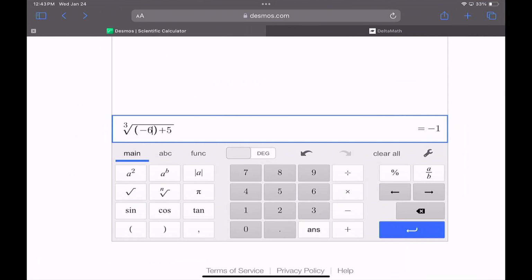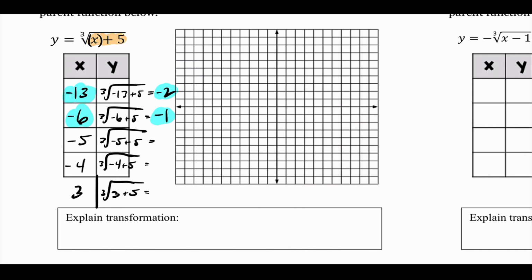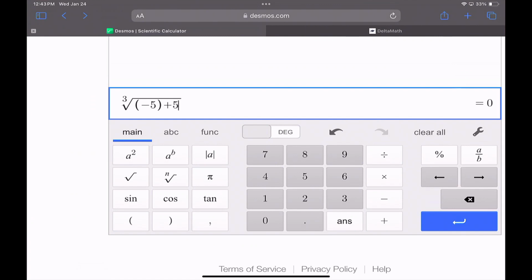Next one I plugged in was negative 5. 0. Next one was negative 4. 1. And then the last one I plugged in was 3. 2.